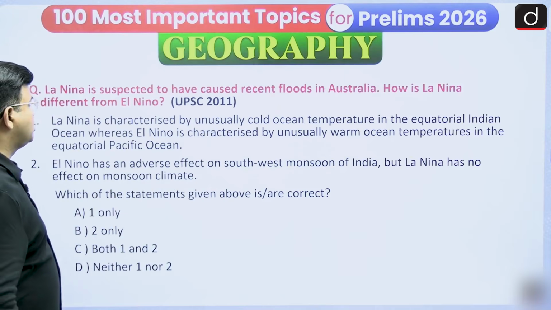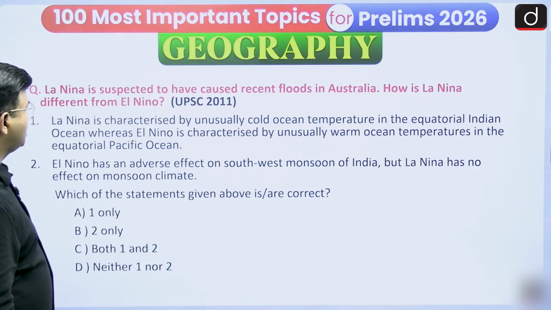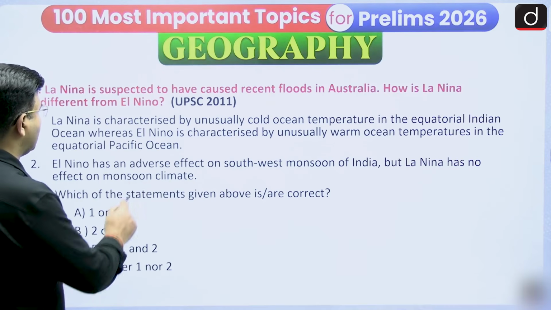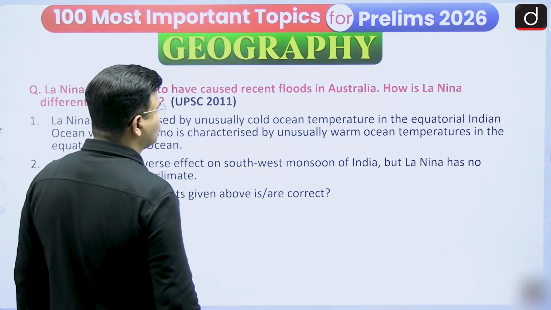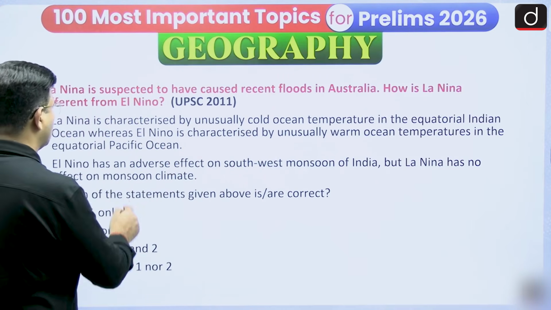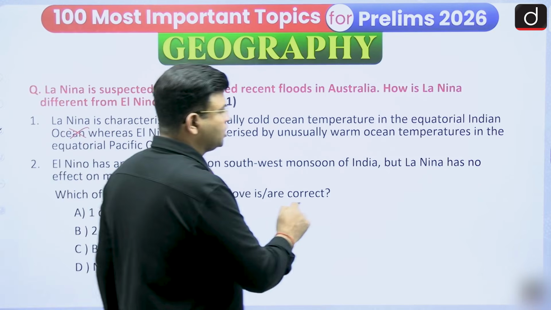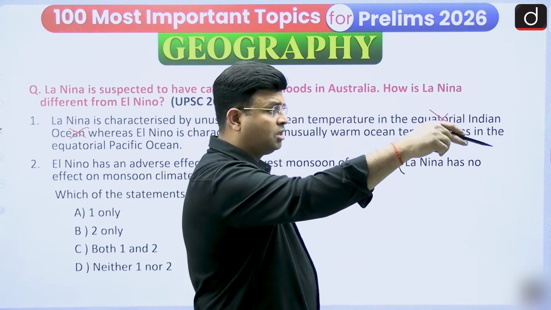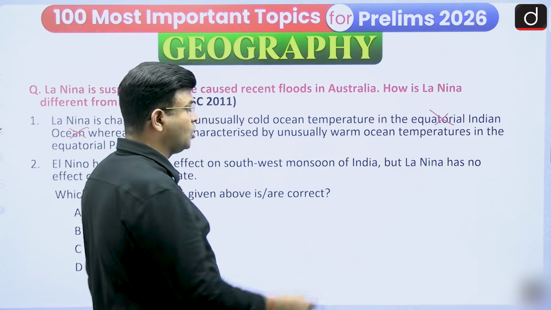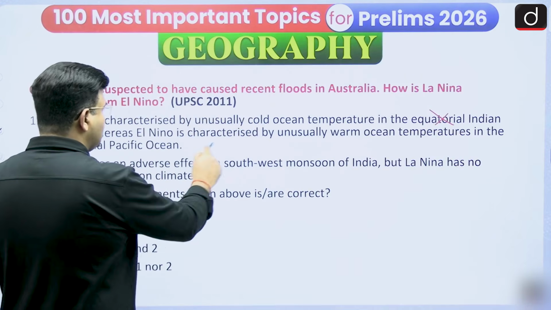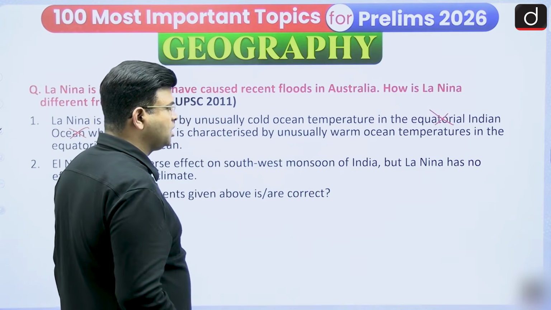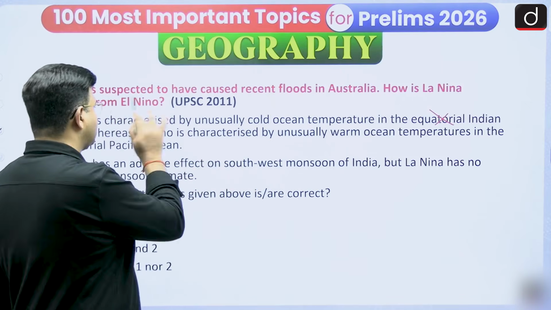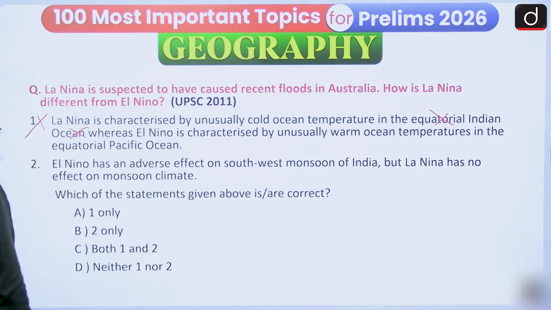In the UPSC 2011, one question was asked: La Niña is suspected to have caused recent floods in Australia. How is La Niña different from El Niño? La Niña is characterized by unusual cold ocean temperature in the equatorial Indian Ocean. No, it is not the equatorial Indian Ocean. It is over the central and eastern equatorial Pacific Ocean, not Indian. So this is wrong. Whereas El Niño is characterized by unusually warm ocean temperature in the equatorial Pacific Ocean. The second part is correct, but the first part is wrong. On the basis of that, this statement is wrong.